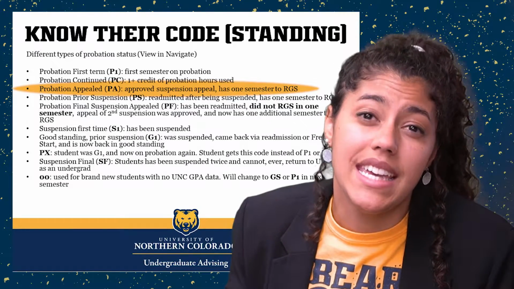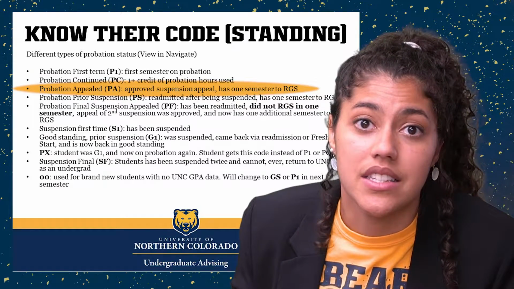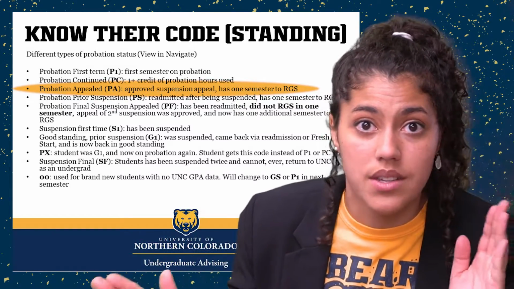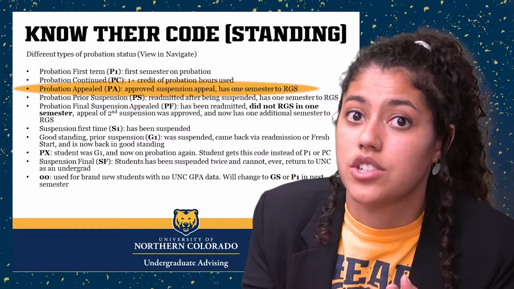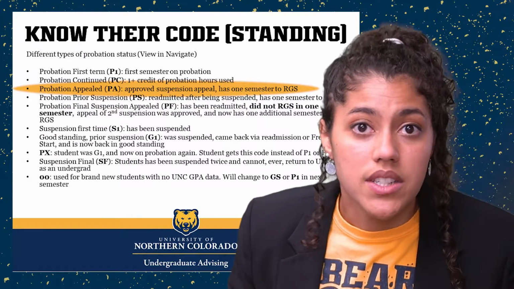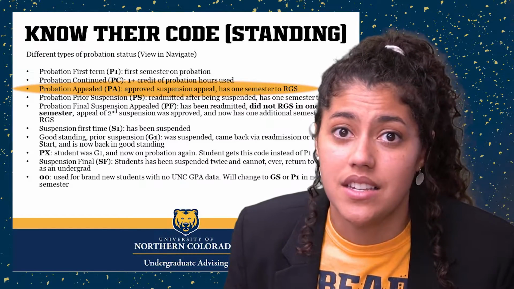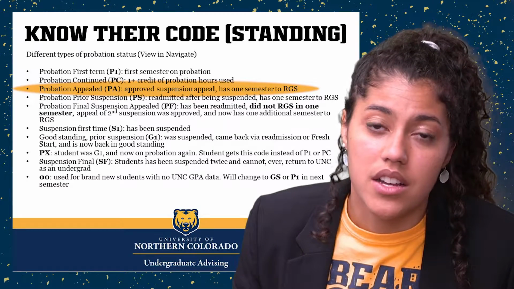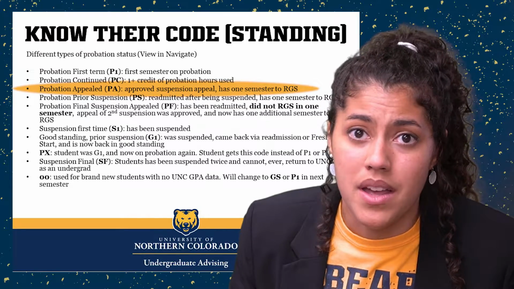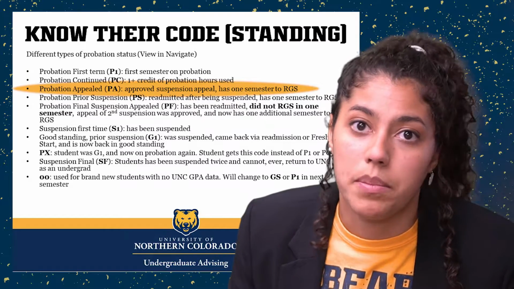So the first one is a PA. This is probation appealed. This means the student was suspended and successfully appealed their suspension. They have one semester, just one semester, including a summer if they're registered for summer classes, to get their GPA up to a 2.0. So every semester, go ahead and search for your PA students and PA advisees and really try to have high contact points with them because they only have one semester to get their GPA back up.